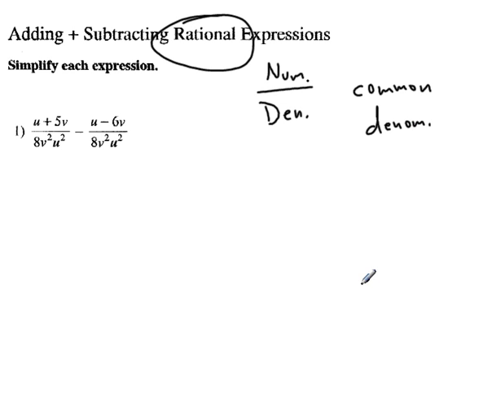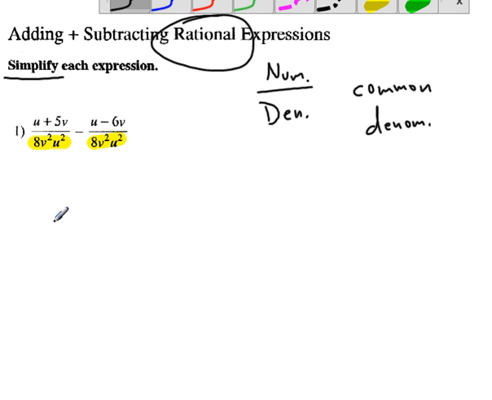Now, number one, you look at these, and the common denominator already exists. It already happened for you. So for both of them, you have 8v to the second, u to the second. Also, you can rewrite this so it doesn't look quite as scary. That's your goal on every problem, to make it less and less scary in each step. That's what it means to simplify. You get it shorter and shorter.